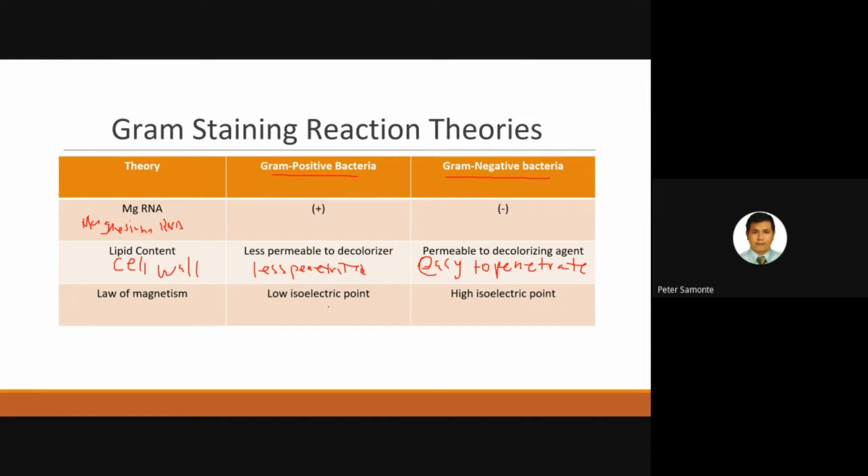Then we have your law of magnetism. Gram positive bacteria, class, has low isoelectric point, while your Gram negative bacteria has high isoelectric point. So again, in theory, if a bacteria has magnesium RNA, they would be considered Gram positive, but without magnesium RNA, Gram negative. In regards to lipid content, found in the cell wall, Gram positive bacteria are less permeable to the decolorizer, while Gram negative bacteria are more permeable. In the law of magnetism, Gram positive has lower isoelectric point, while Gram negative has high isoelectric point.